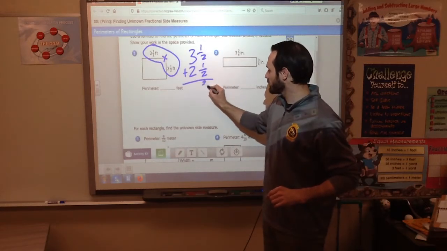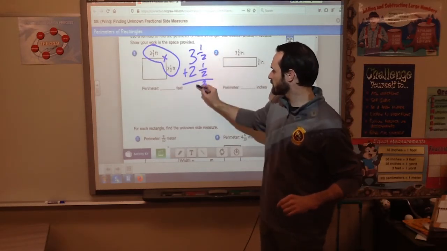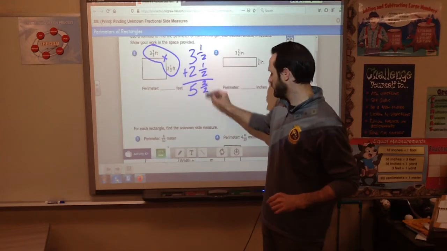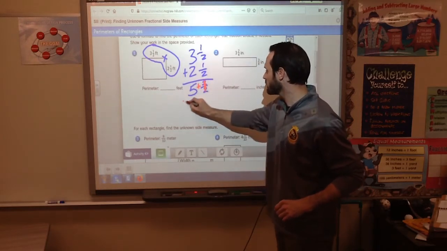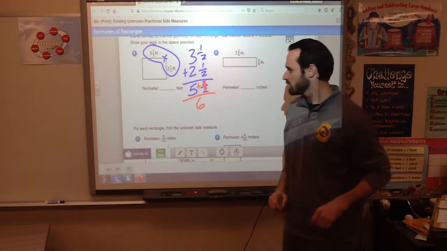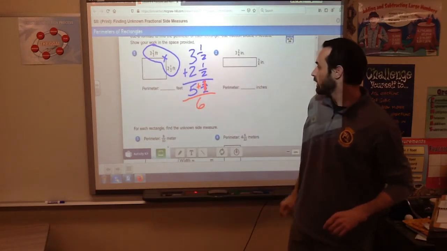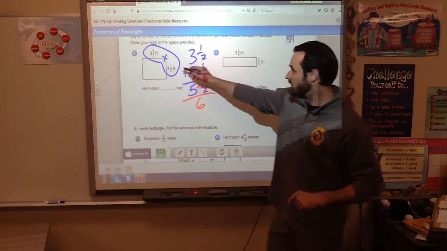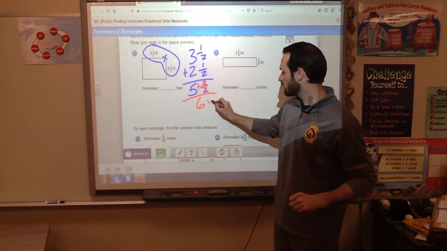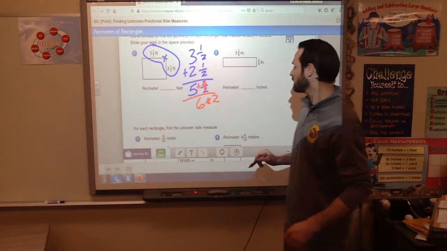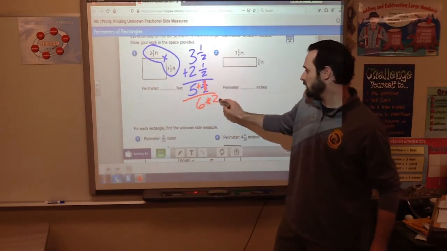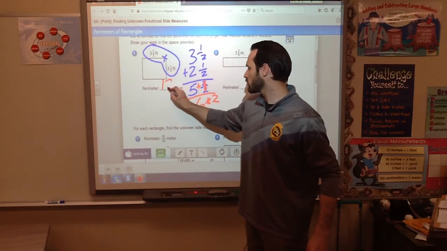1/2 and 1/2 is 2 halves. 3 plus 2 is 5. This 2 halves is the same as 1, so it could also be 6. Now what you do, you take that answer once you've added these together and double it. Add these together, then double it. 6 times 2 is 12.